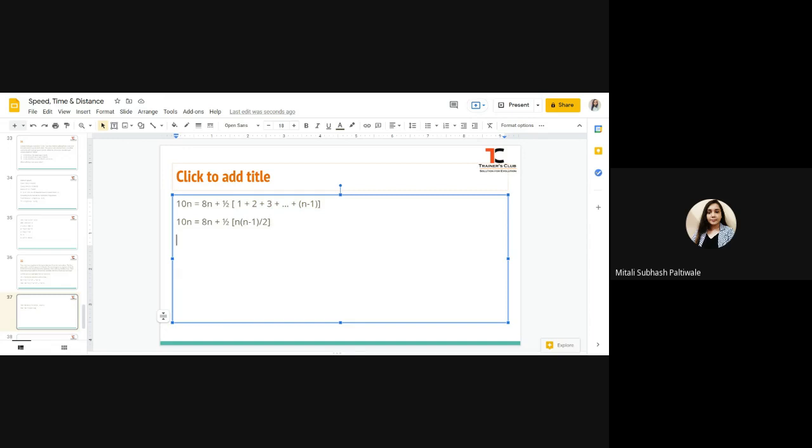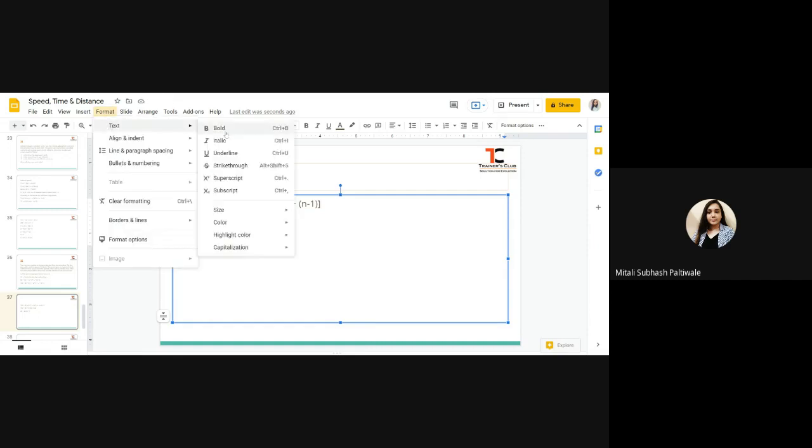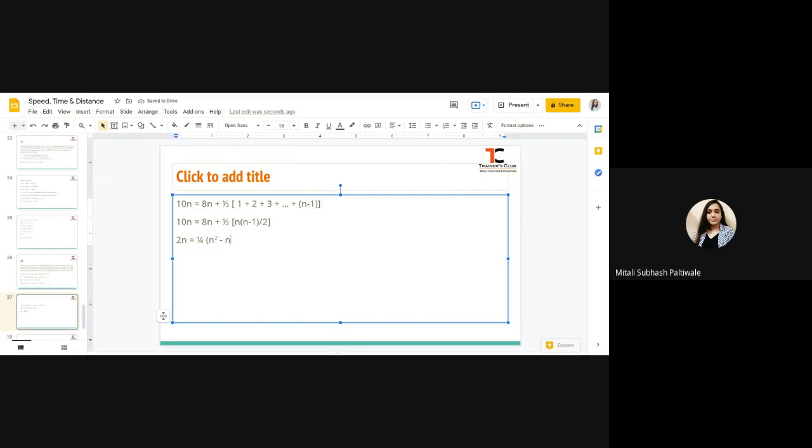Now, if I solve this one, I'll get the answer as 2n is equal to 1 by 4 n into (n plus 1). This 10n minus 8n, that is why 2n. Here we are considering 1 by 4 bracket n to the power 2 minus n, n square minus n. So this will become 2n.